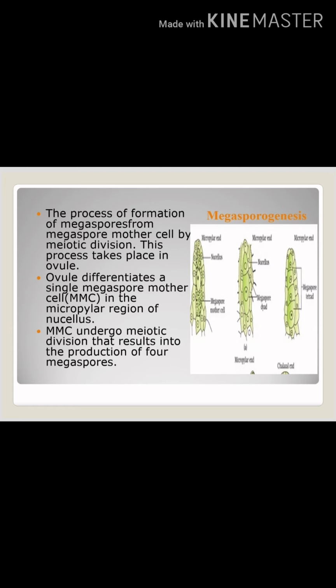Now we will talk about megasporogenesis. It is the formation of megaspores from the mother cell, which takes place in the ovule. The ovule differentiates a single megaspore mother cell, also called MMC, in the micropylar region of the nucellus, and this MMC undergoes meiotic division and results in 4 megaspores.